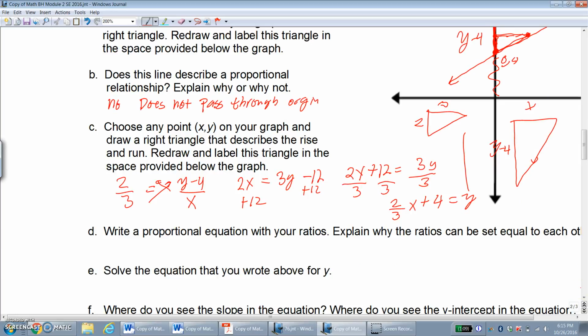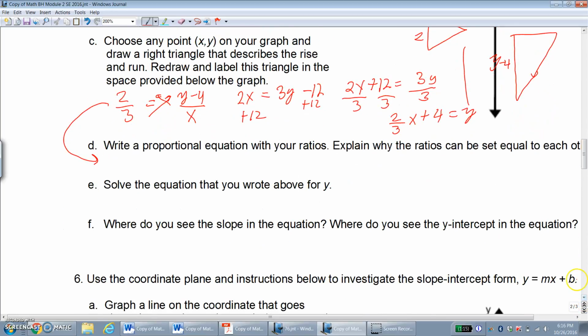So now in C, this all should have been right here. My apologies. Then it says solve the equation that you just wrote above. We did that. And for E, we got y equals 2/3 x plus 4. And now it says, where do you see the slope of your equation? Well, 2/3, the coefficient of x, is my slope. So 2/3 x, 2/3 is the value in front of x.